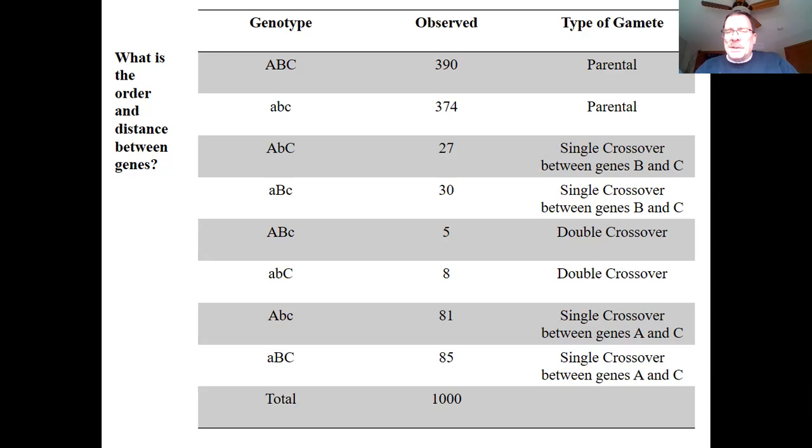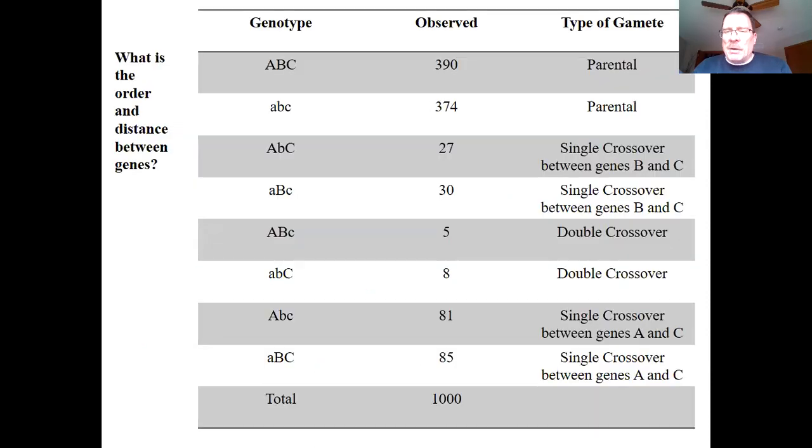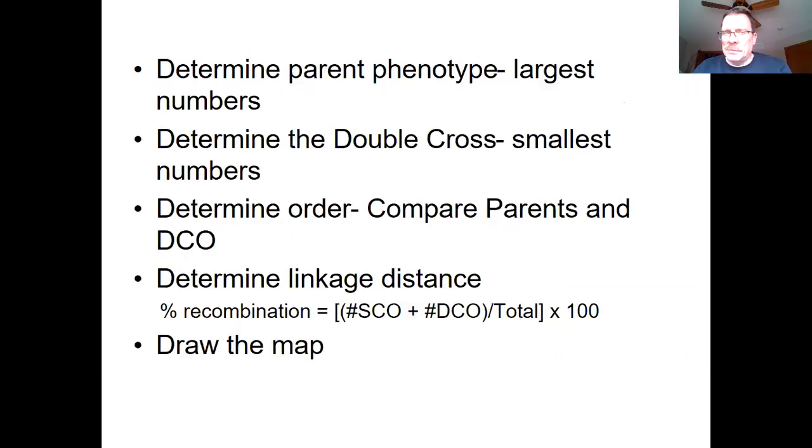How do I use this information of how many I observed? Well, determine the parent phenotype. That's the largest number. Then determine the double crossover. That's the smallest number. Okay. And compare the parents and the double crossover, because once you compare the parents and the double crossover, that will help you determine which gene is in the middle, which letter is in the middle. And that's how you get the order.